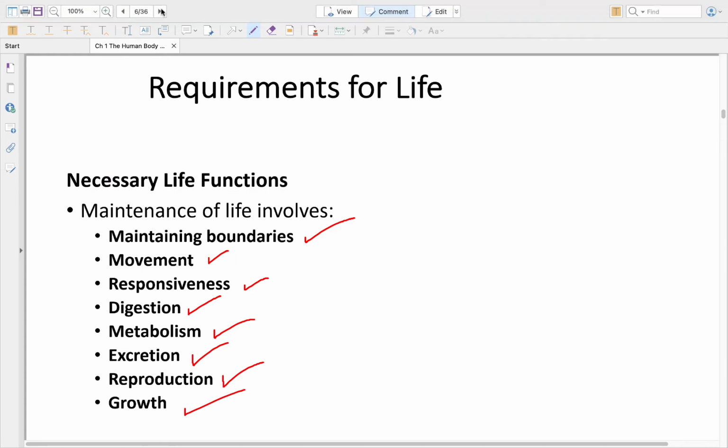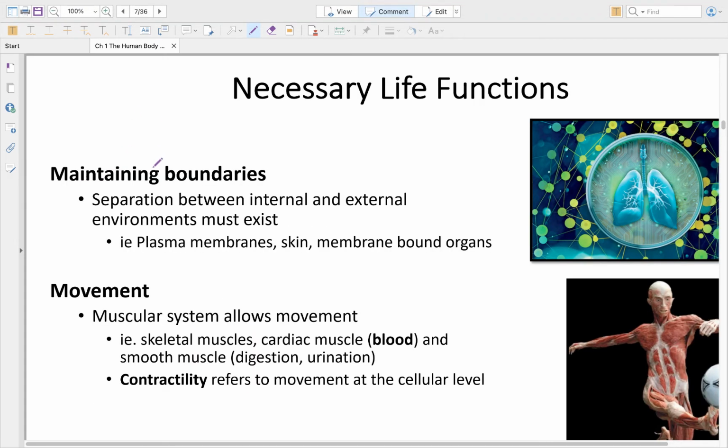Let's go ahead and take a look at each one. What do we mean maintain boundaries? All right, so that's pretty straightforward. Now, every single cell has something called a plasma membrane, and it creates this barrier between the internal environment of the cell and the external environment of the cell, allowing the internal environment to have a completely different biochemical makeup than does the outside of the cell.